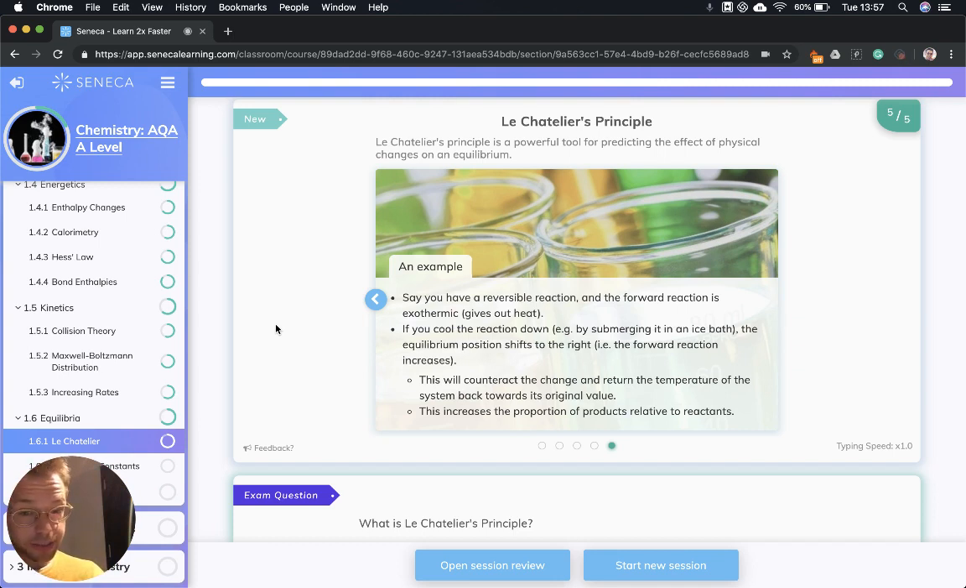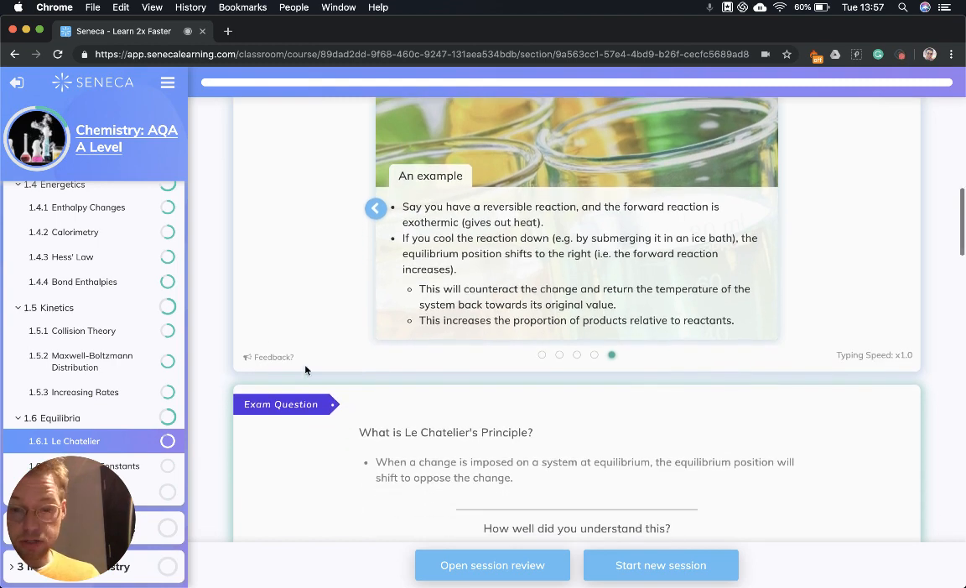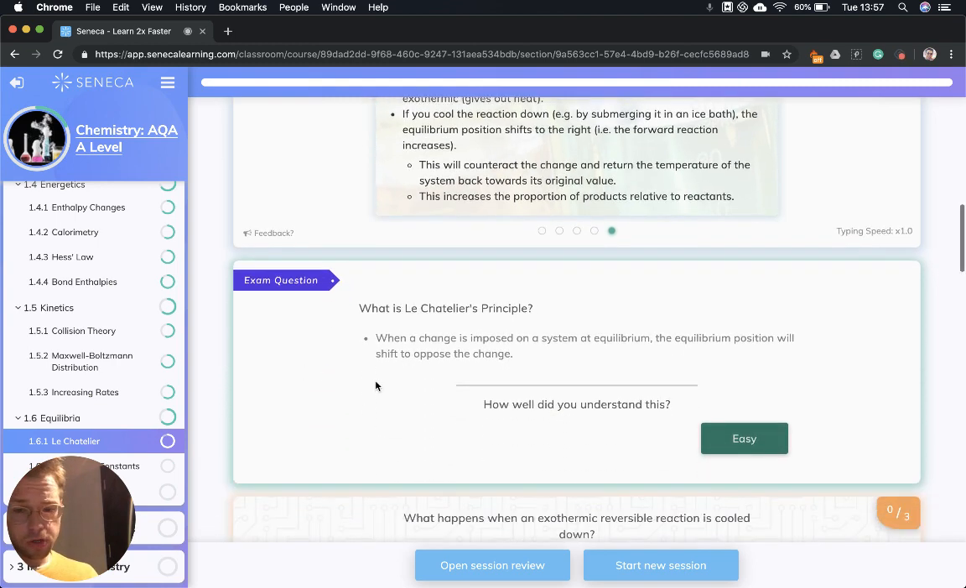So let's say we cool this reaction down, like maybe we submerge it in an ice bath. The equilibrium position is going to shift to the right, i.e. the forward reaction is going to increase. This will counteract the change and return the temperature of the system back towards its original value. And this is going to increase the proportion of products relative to reactants. So that was a good illustration of how the equilibrium position will shift to oppose the effects of any change placed on the system.